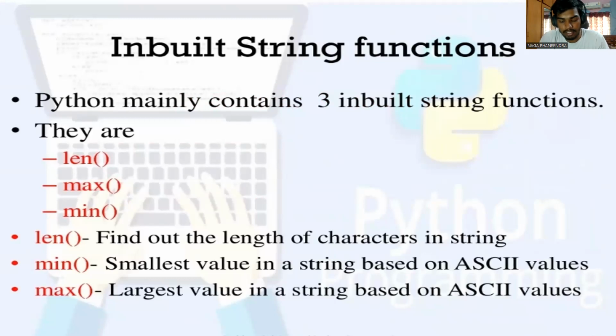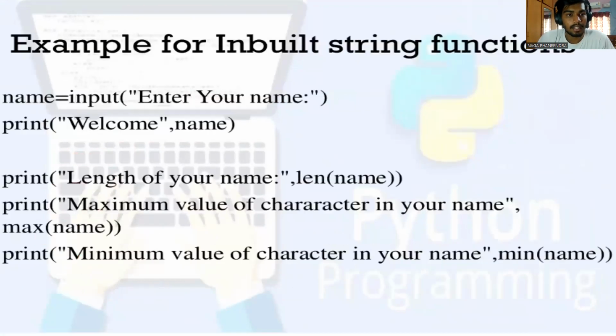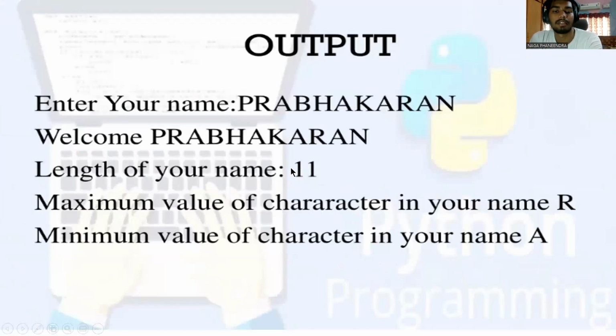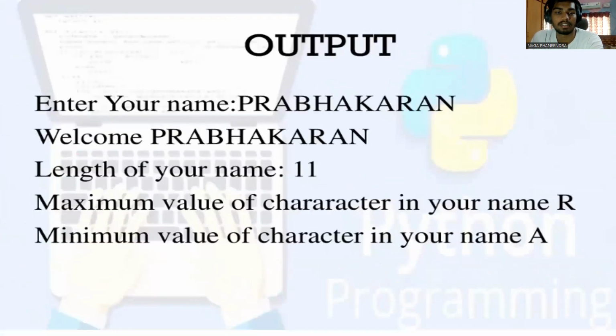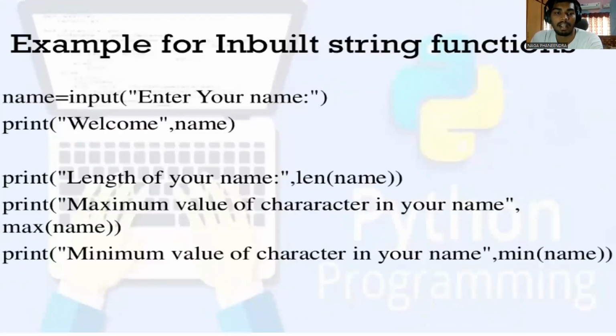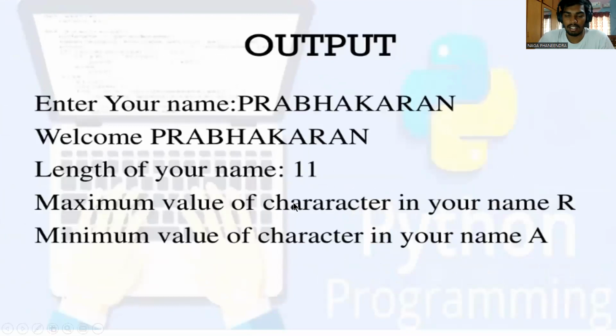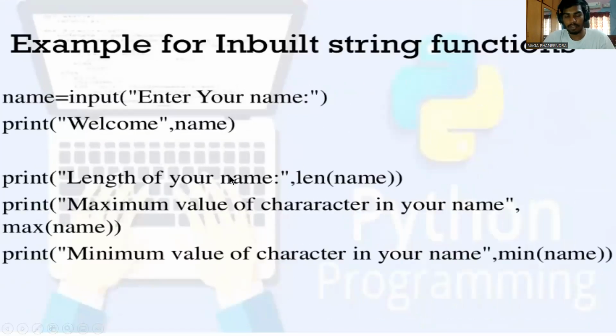So, for example, if you write a program that asks you to enter your name and welcomes you, print of your name. My name is, say, Prabhakaran Vidu, and it will print welcome Prabhakaran. And if we ask for the length of your name, this name consists of 11 characters, so it will give us 11. The maximum of your name is given as R, because R has the highest ASCII value, and the minimum value is A, so it will give us A. The minimum ASCII value is A. So like this, we mainly use these three inbuilt functions in strings.